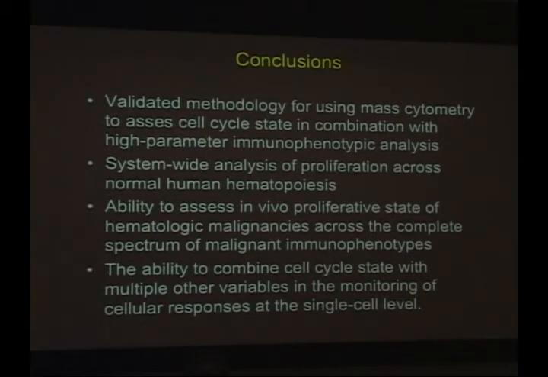Just in conclusion, we've developed and validated a methodology for using mass cytometry to assess cell cycle state. This really only requires as few as 4 markers. And if you just want to do S phase, it only requires IdU, which you weren't using anyway.